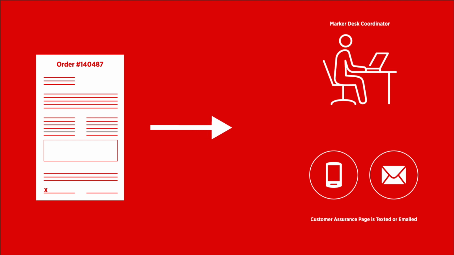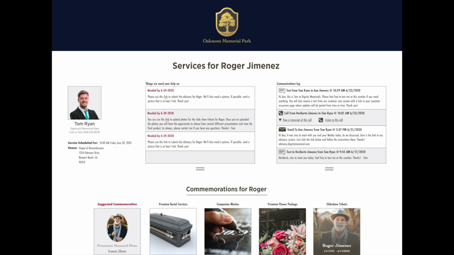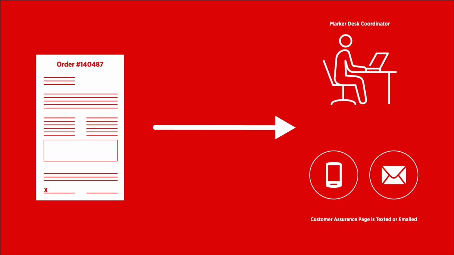When a design is submitted by the sales counselor, two things happen. First, the customer receives an email and text with a link to all the relevant information from the order. We call this the customer assurance page. They can check back here to get updates about the order and to communicate with their sales counselor. Second, the order goes to a holding pool for the marker desk person to check and process.